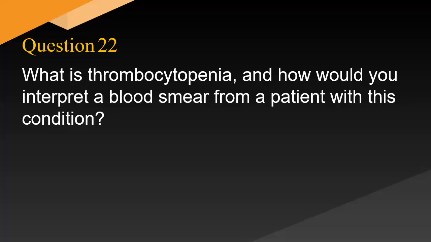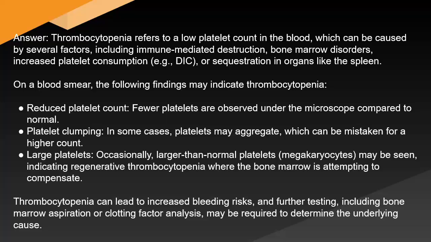What is thrombocytopenia, and how would you interpret a blood smear from a patient with this condition? Answer: thrombocytopenia refers to a low platelet count in the blood, which can be caused by several factors, including immune-mediated destruction, bone marrow disorders, increased platelet consumption, e.g., DIC, or sequestration in organs like the spleen.